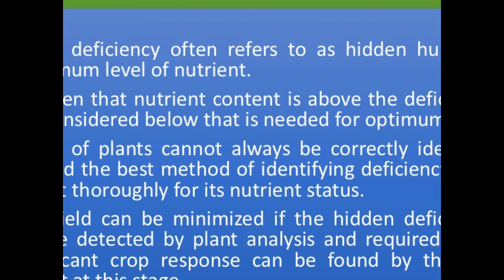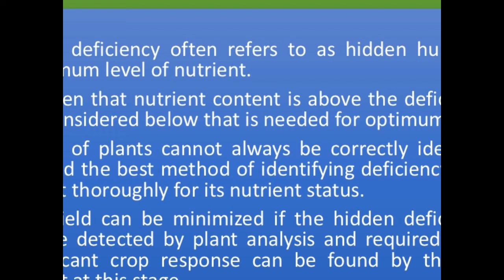The hidden hunger of plants for nutrients. Subclinical deficiency is often referred to as hidden hunger, a situation below the optimum level of nutrients. It may so happen that nutrient content is above the level at which deficiency symptoms are shown, but is still below what is needed for optimum growth.